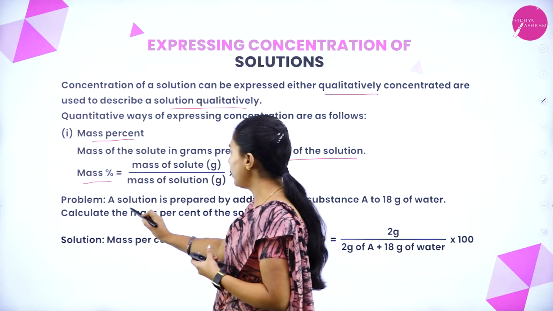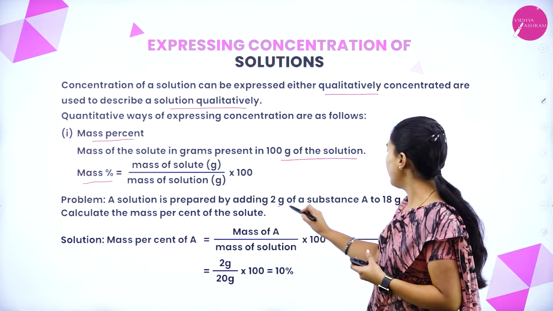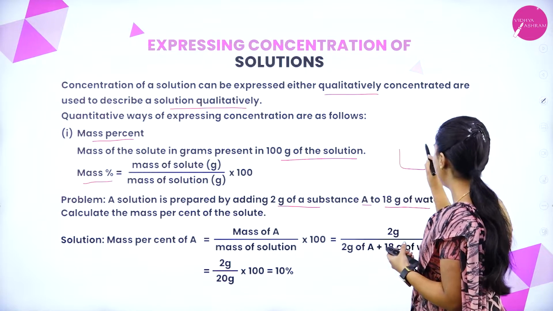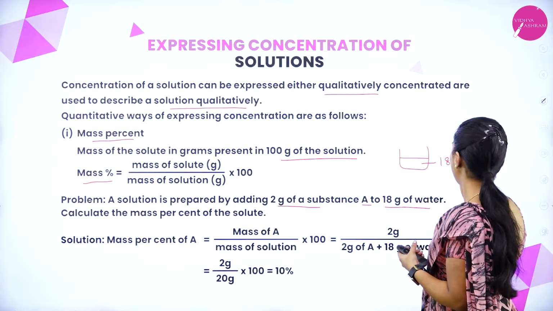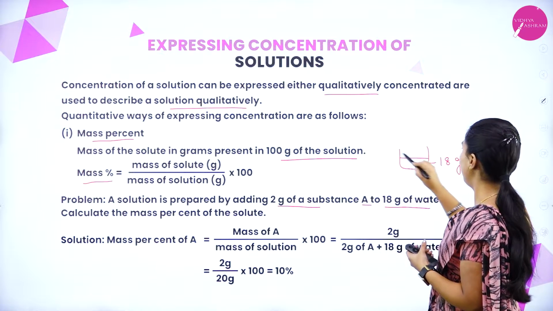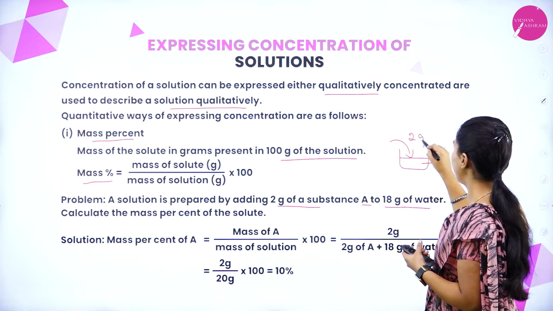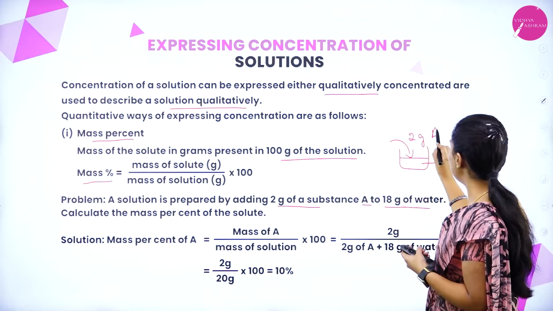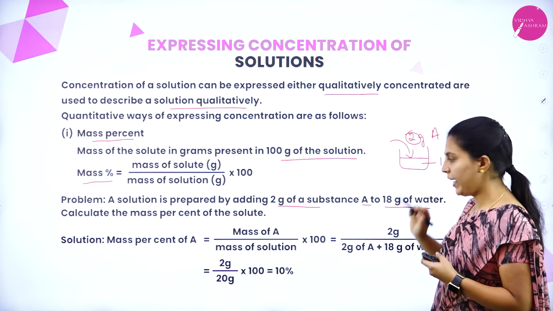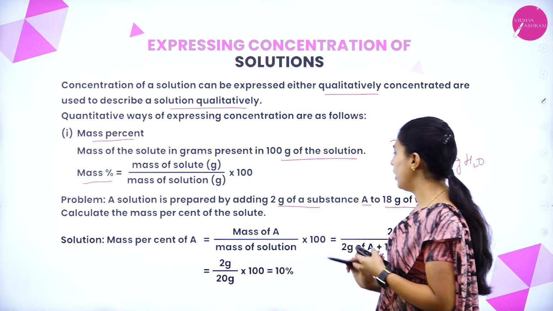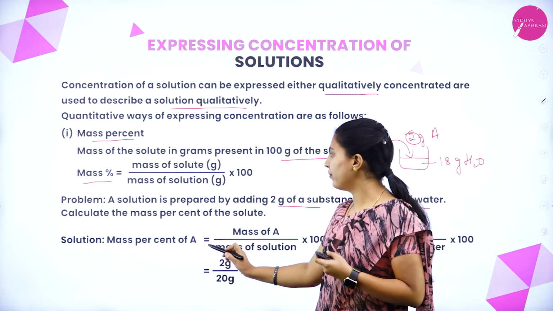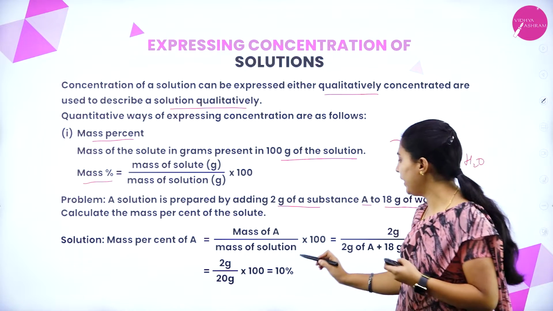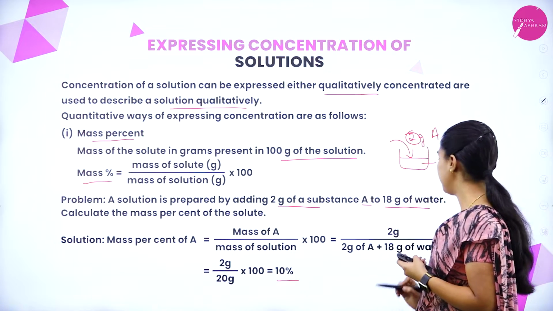Example: a solution is prepared by adding 2 gram of substance A to 18 gram of water. See here, this is 18 gram of water, and you are adding 2 gram of A. Now what you have to find out? This is the solute. Mass percentage of A is 2 by overall 20, because 18 plus 2 is overall 20, into 100, so you get 10%.